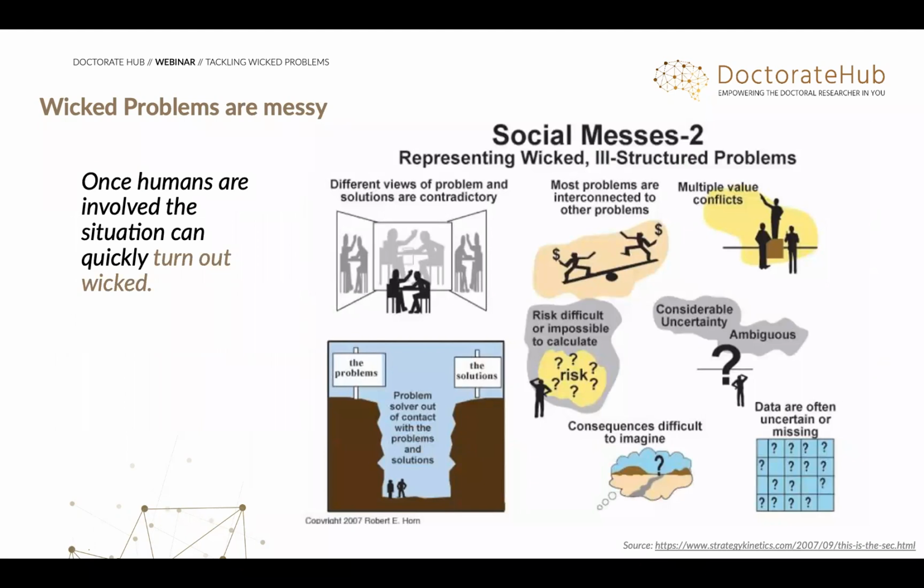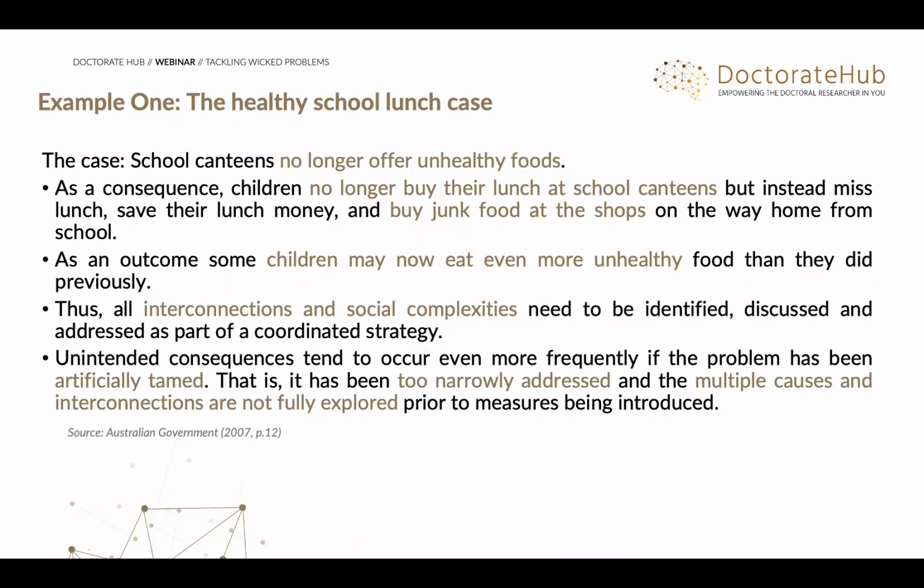Now, once humans are involved, the likelihood is great that things get messy. And once things get messy, things become quickly wicked. We will outline that with two examples. The first example is a healthy school lunch case. School canteens no longer offer unhealthy food, which in general is a good thing to do. But as a consequence, the children no longer buy their lunch at the school canteens, but instead miss lunch, save their lunch money, or buy junk food at the shops on the way home from school. So as an outcome, some children may now eat even more unhealthily than they did previously. You see, the intention was very good, but the situation might develop in a very unwanted way.